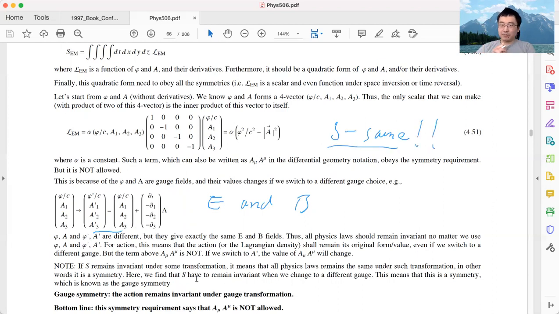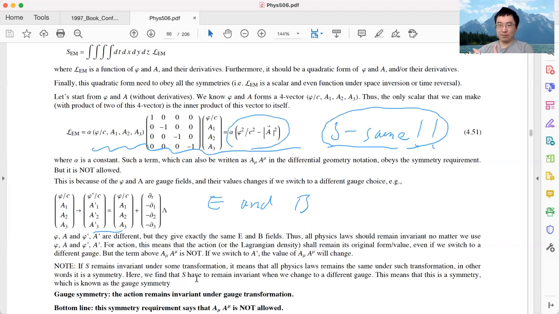My action should not change, because two different gauge choices describe the same E and B fields. It should give exactly the same equations of motion and exactly the same everything. Physics cannot change because I choose a different gauge. All the different gauge choices are equivalent to each other. This means the action cannot change if I choose a different gauge. But the term I wrote down here doesn't obey that. If you do a gauge transformation, if you change phi and A to phi prime and A prime, this whole thing will change.